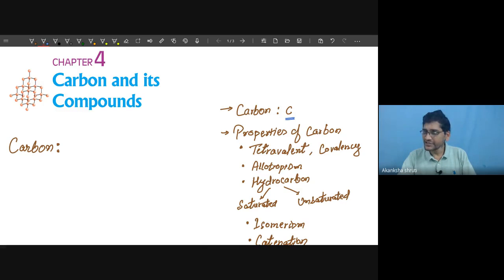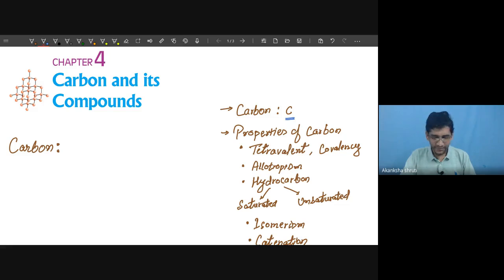This carbon exists in different forms. Chemically, they are carbon, but physically they appear different, like diamond and graphite. Both of them are carbon, but their appearances are different. Their properties are different. That is called allotropes or allotropism. So we have to learn about allotropism.